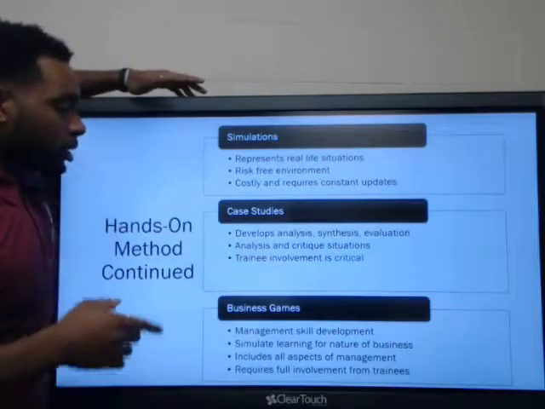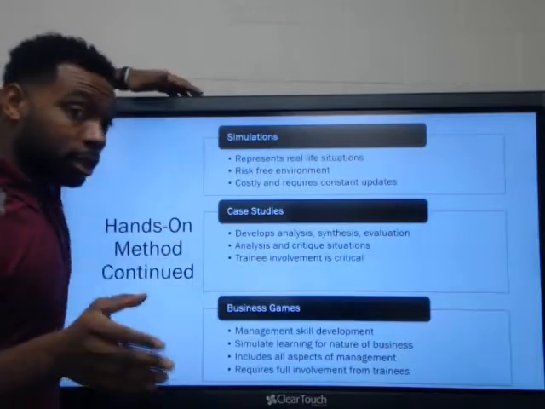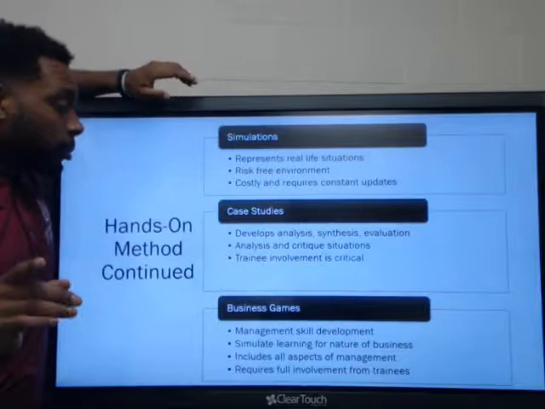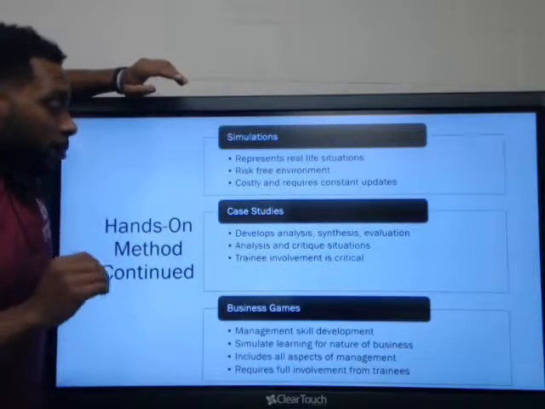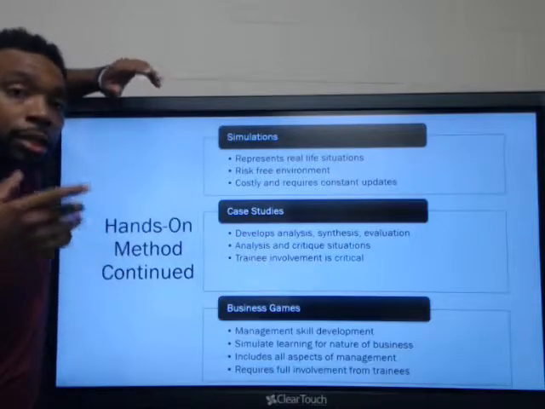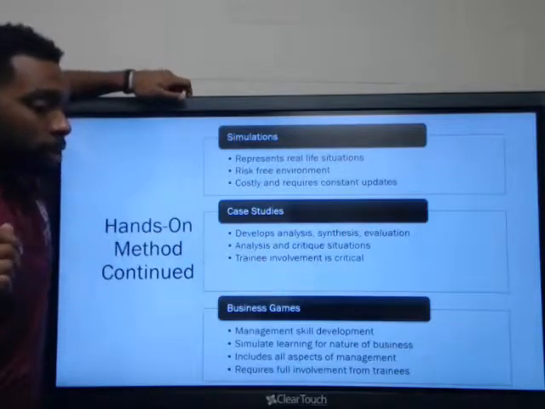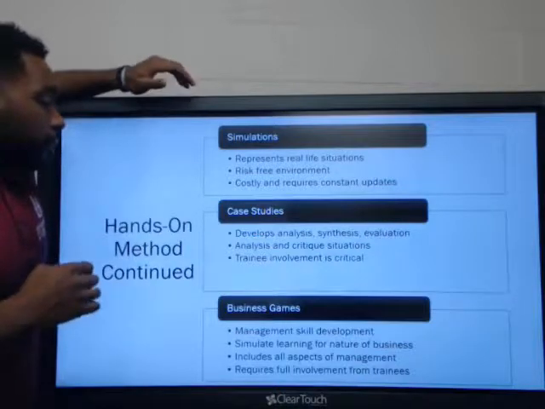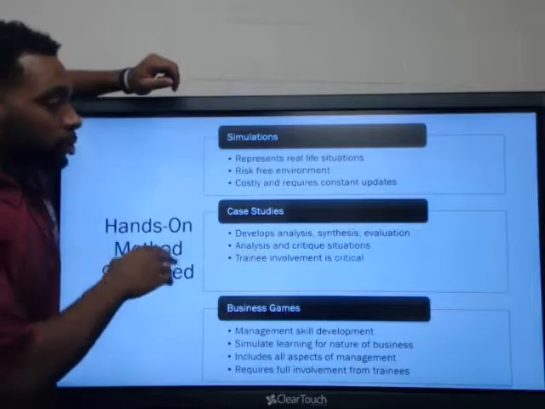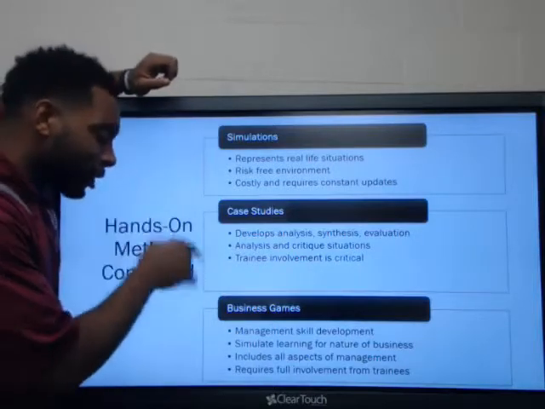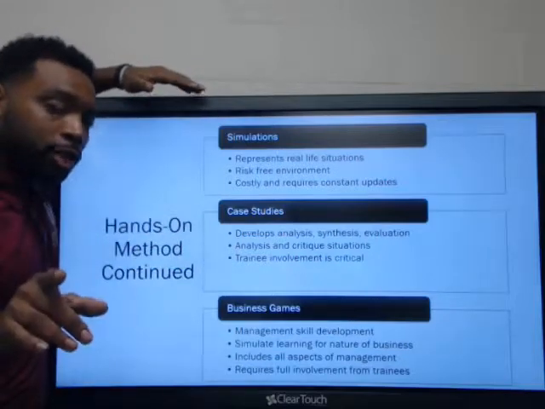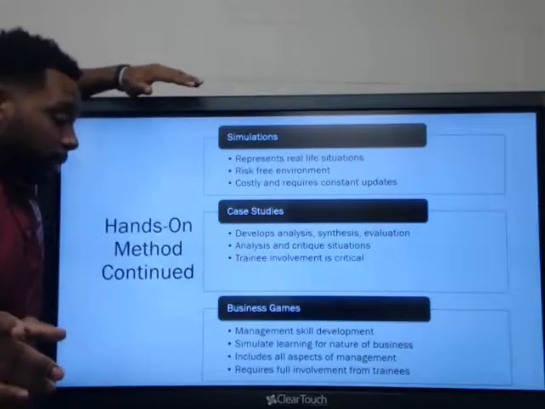It develops your analysis, your synthesis, and your evaluation techniques, especially for those upper management level people, and it helps them get better at analytical thinking and situational thinking. For this to work, training involvement is critical, which is one of the main things. You need training involvement. You can't make any of this work without your trainees involved and their feedback from it.